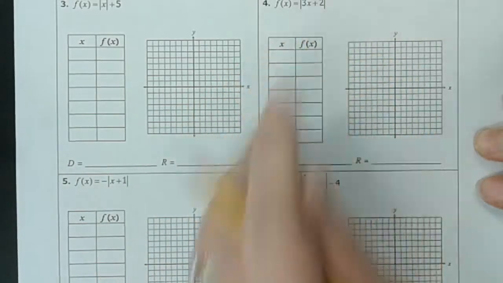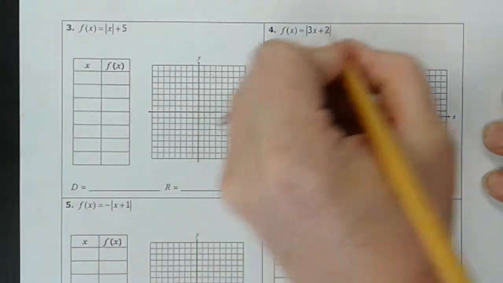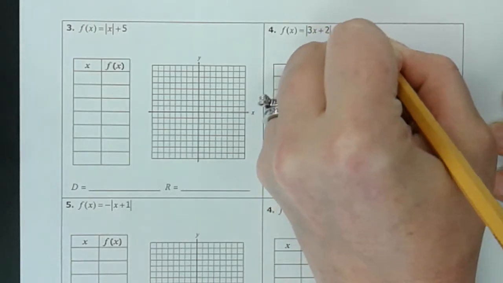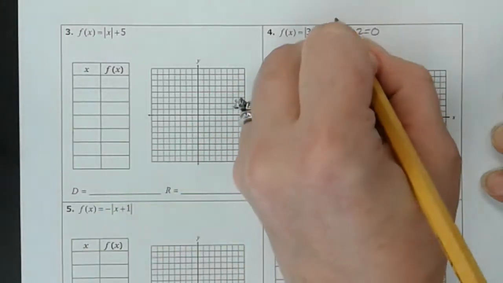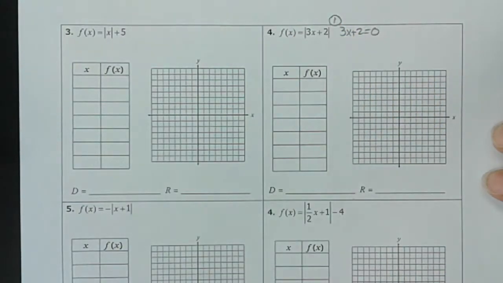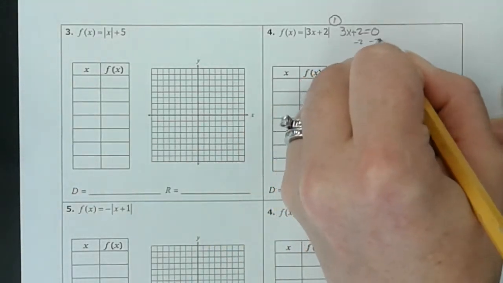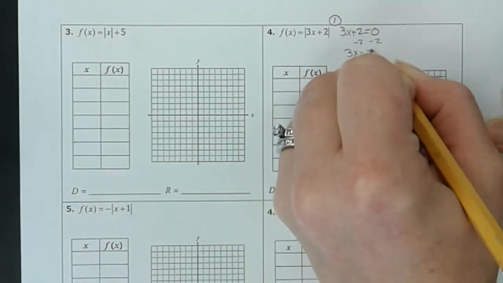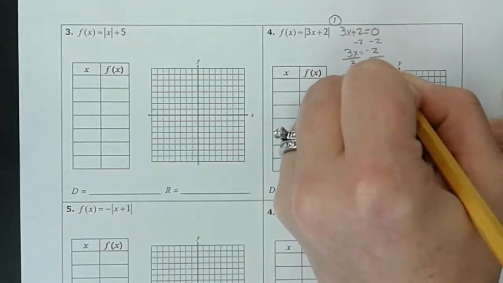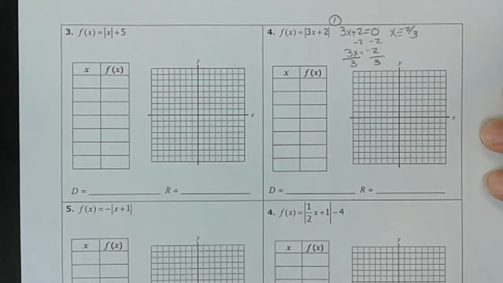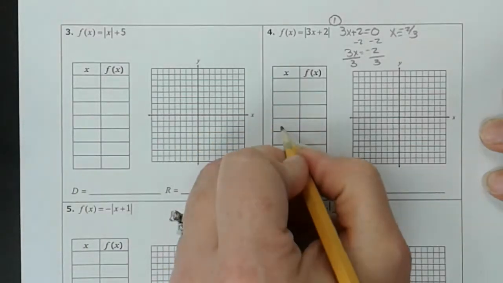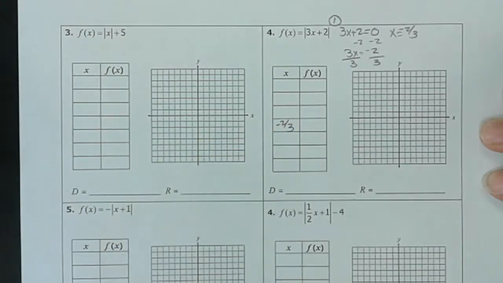Okay, so we set what's inside of our absolute value equal to 0. 3x plus 2 equals 0. We set that equal to 0. That's our very first step. And then that's going to give us the x coordinate of our vertex. So we solve for x. We have 3x equals -2, divide by 3. And oh no, it's a fraction. All right, that's okay. We can do a fraction. That's the x coordinate of our vertex.